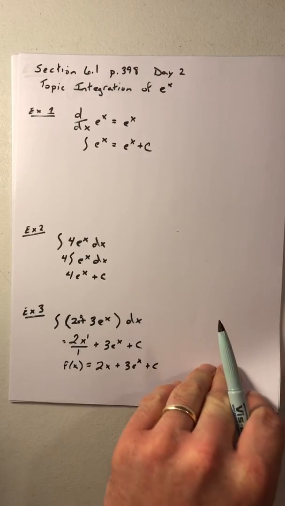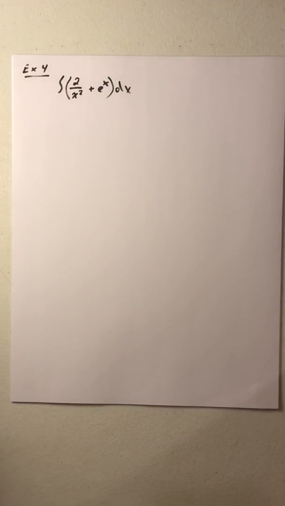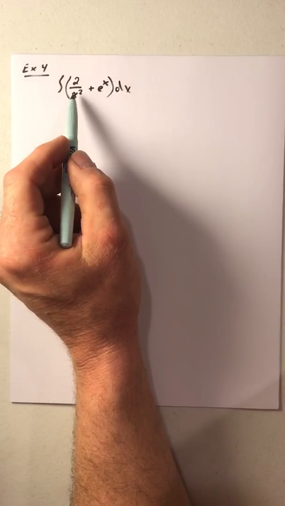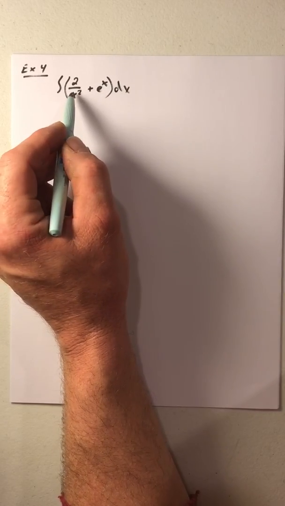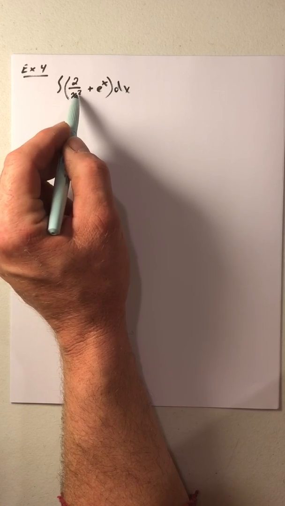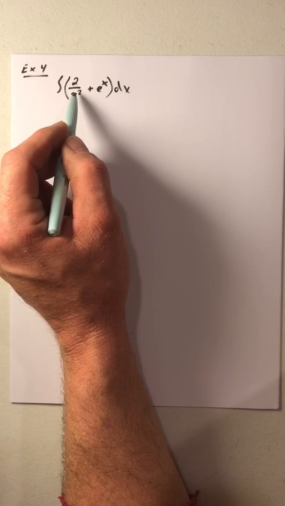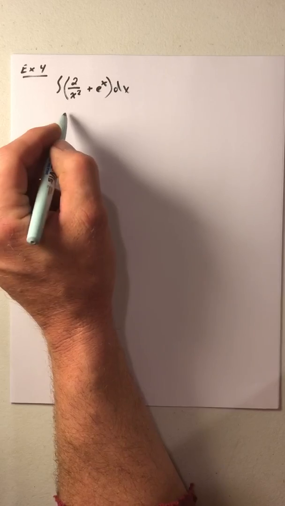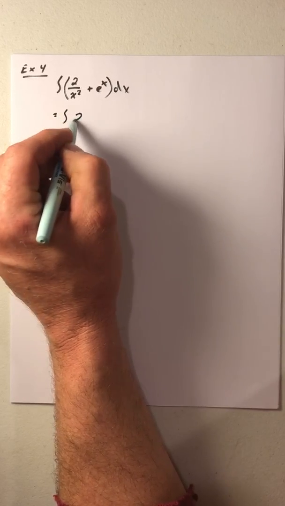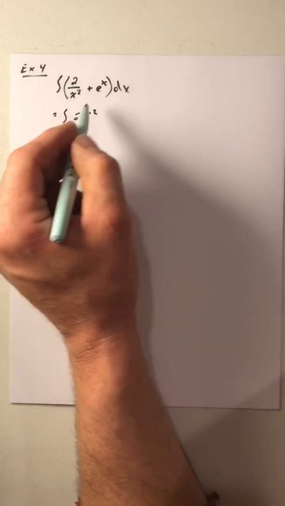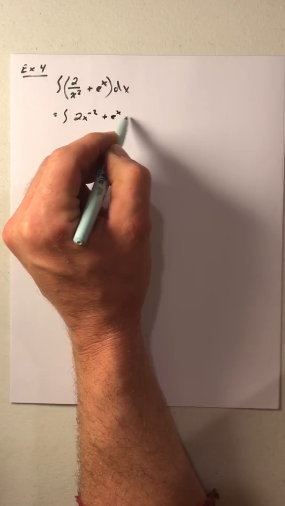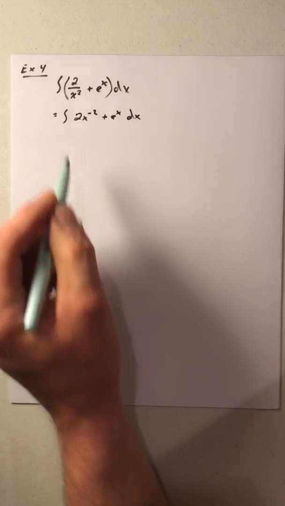In example 4, we're going to see that we have a fraction again. Just a reminder, just to review a little bit, we're going to take that x to the second that's in the denominator up to the numerator. And we can take that up as a negative exponent. So we have the integration of 2x to the negative second plus e to the x dx.